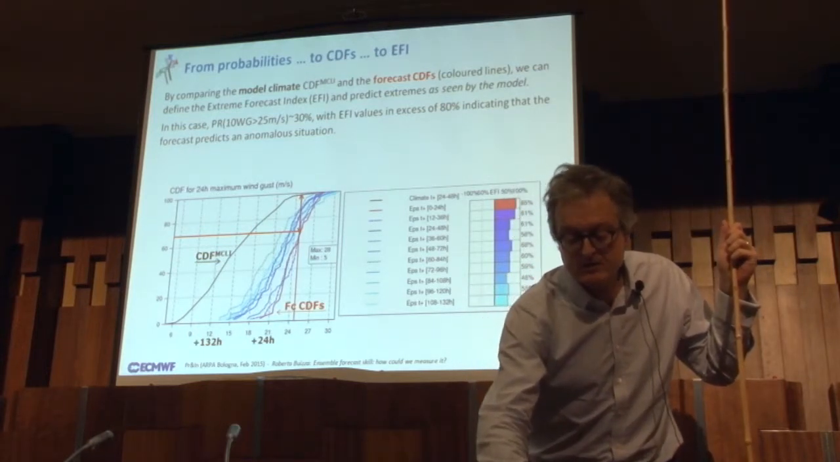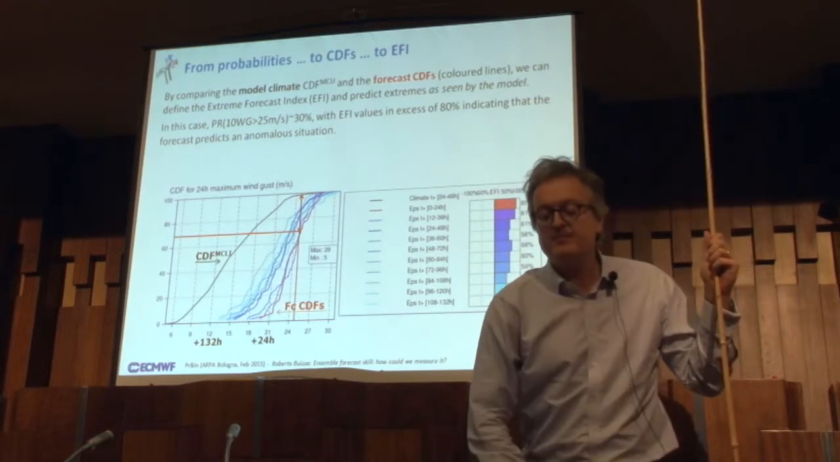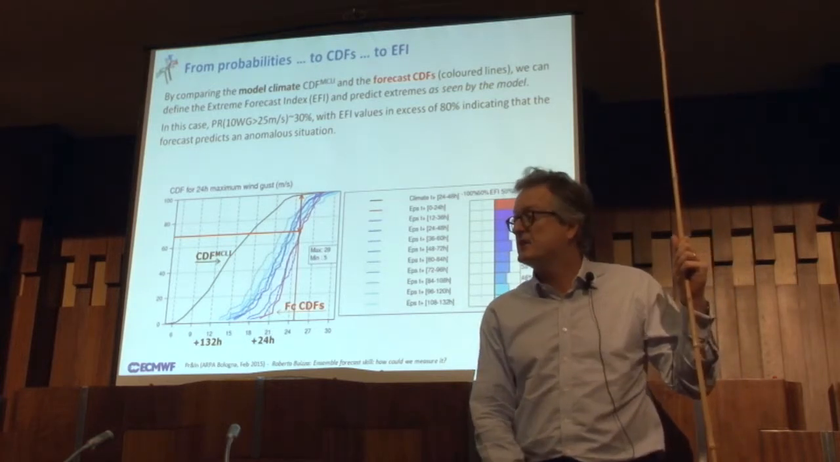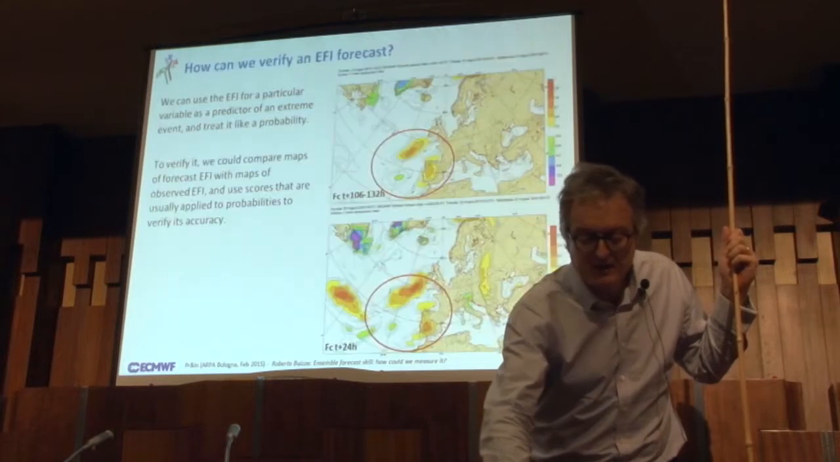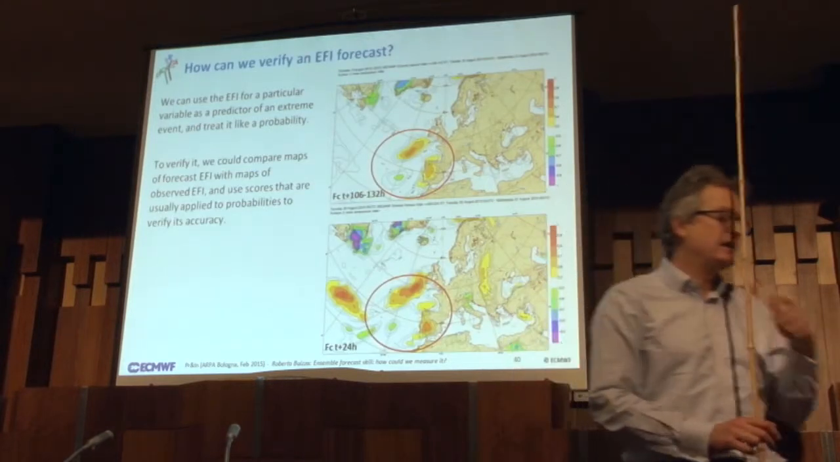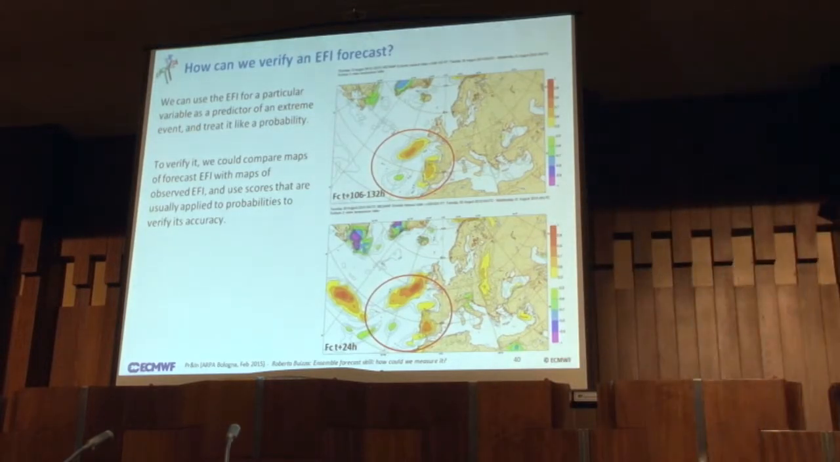The question, since we are talking about verification: how do I verify the EFI? Well, we can treat the EFI as a probabilistic forecast, for example. Here I'm just comparing an EFI map centered between day 4.5 and day 5, with an EFI map at 24 hours, which is very close to what was observed.